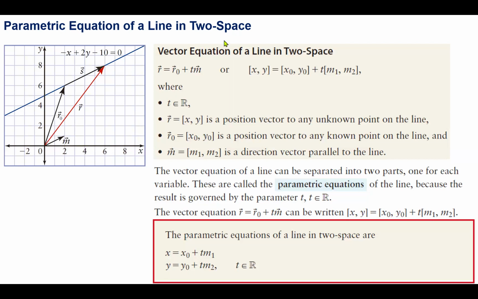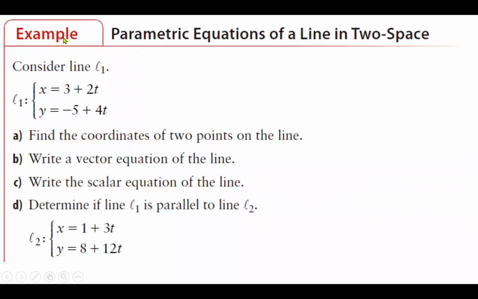All right, if you don't have any question, let's have a look at an example. Check your understanding of the parametric equations of line in two space. So consider line L1, whose parametric equations are given by x equals 3 plus 2t and y equals -5 plus 4t, where t belongs to the real number set. Then find the coordinates of 2 points on the line.